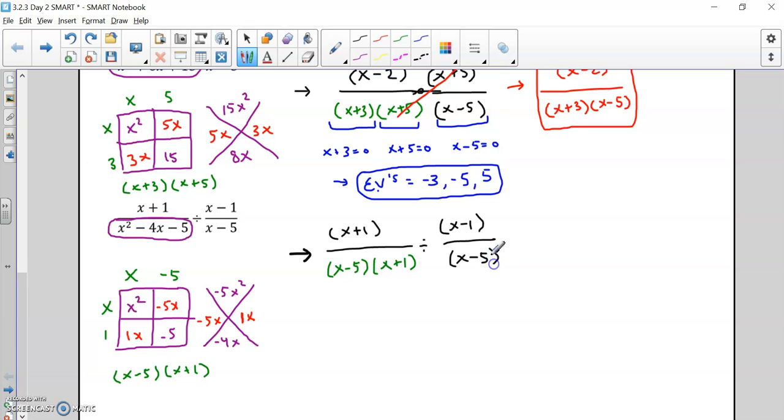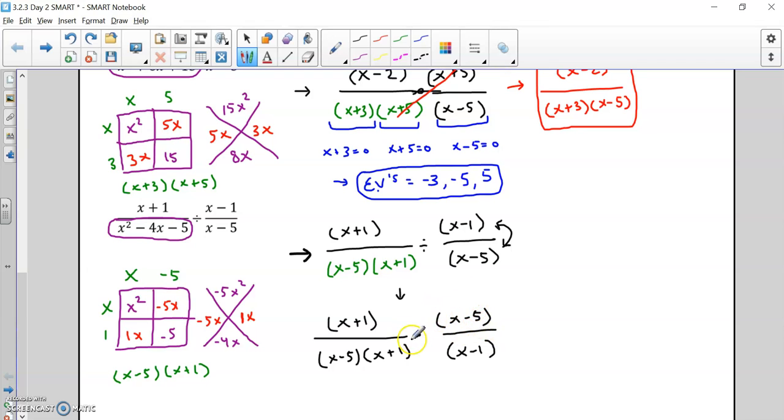Now, you could have just done the keep, change, flip thing now instead of just rewriting the original. The reason I didn't do it is just to be as clear as I possibly can. I don't want to confuse anybody, but you definitely could have just skipped to that step. So we're going to just do that now. So keep the first fraction the same. I'm not going to bother with the green anymore. And then change the sign to multiplication and then flip the second one. So now I'll have x minus 5 over x minus 1.